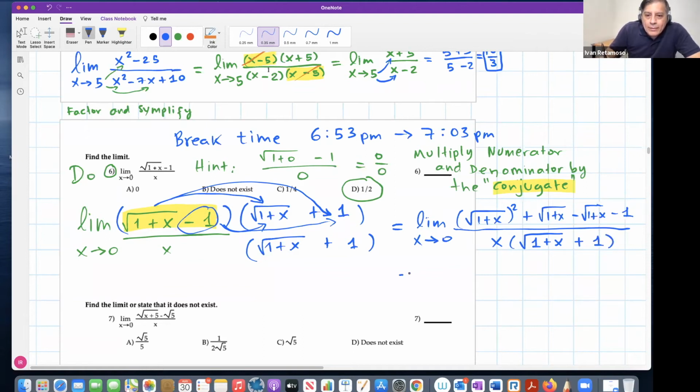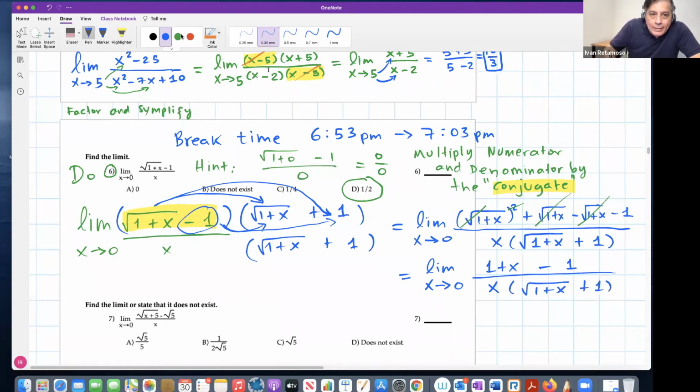Now, on the numerator, simplifying, we're gonna get the following. Notice these two take care of this radical. A radical squared returns just the radical, this 1 plus x. Very good. But now the second term and the third term, when you multiply a quantity by its conjugate, they cancel each other. Look, 0 here. So this stays with -1. And the denominator, remember, stays in factor form.